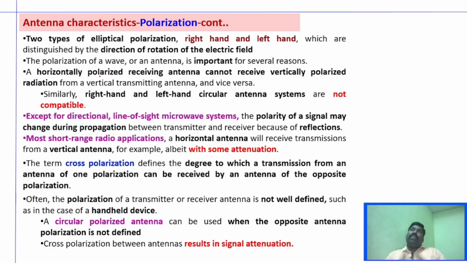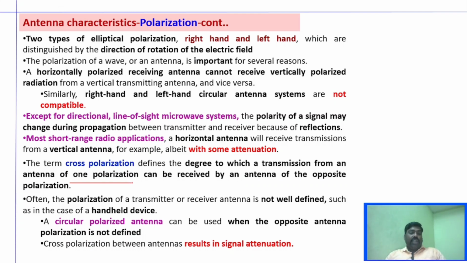There is one important factor which is called cross polarization. It speaks about the degree. We said that a horizontal polarized wave cannot be received by a vertical polarized antenna. That is, it will receive, but the result will be very poor, right? But that ability of an antenna to receive an opposite polarized wave is called cross polarization. Cross polarization defines the degree to which the transmission from an antenna of one polarization can be received by an antenna of opposite polarization, right?